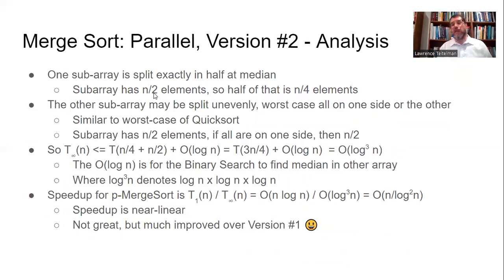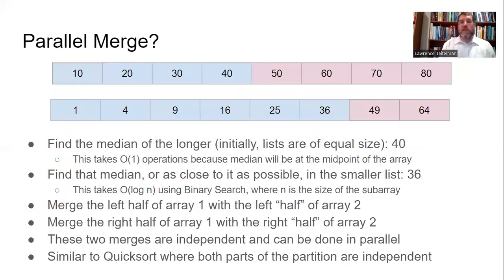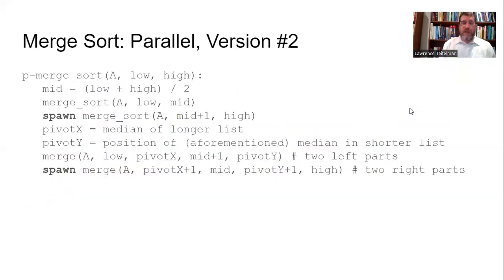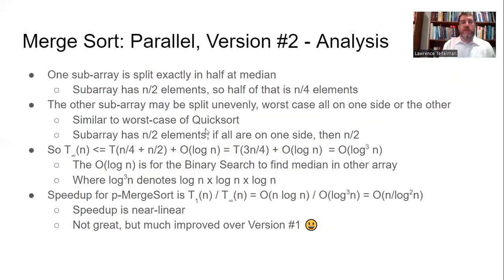Okay, well, let me take that back. Each list is n over 2. Half of one of those is n over 4. So that's where this n over 4 is coming from, saying I'm guaranteed to have only n over 4. In the other one, I might not get so lucky. I might get all the elements on one side and no elements on the other side. So that's where this n over 2 is coming from.